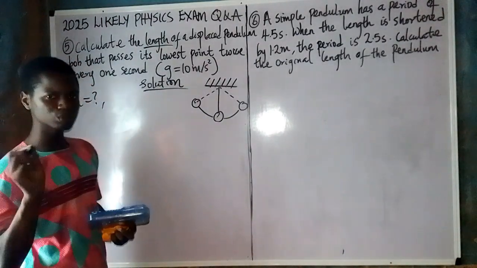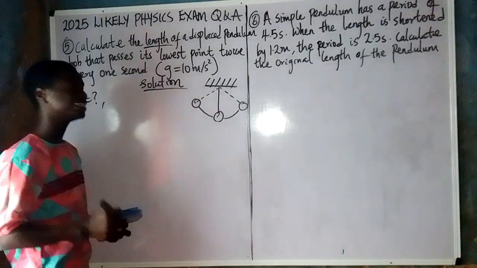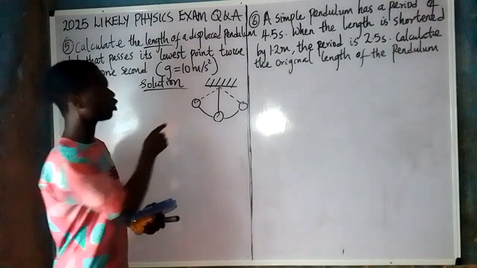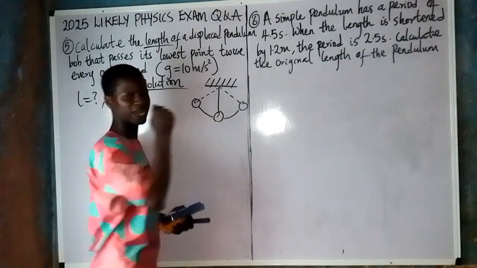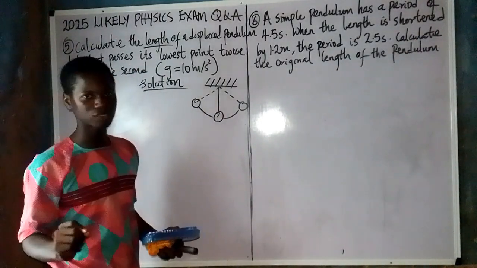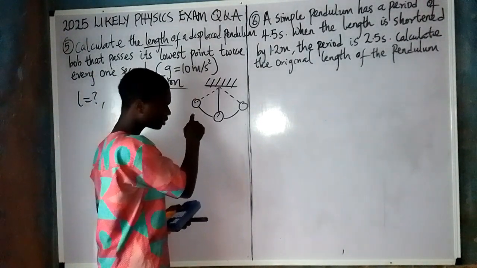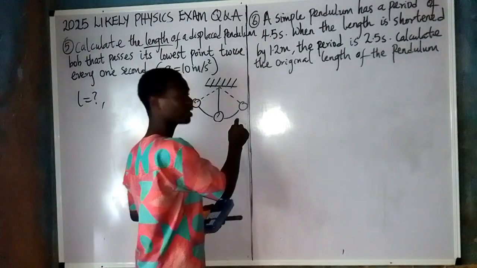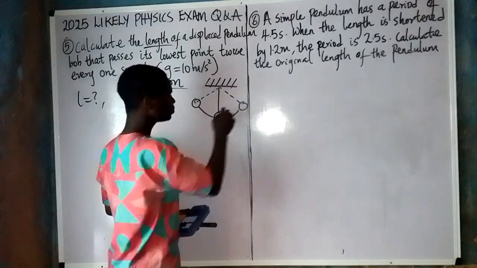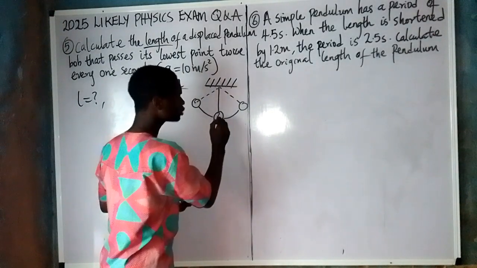So observe something about this question. They said calculate the length of a displaced pendulum bulb that passes its lowest point twice. Now, when this bulb at this point is made to fall and it passes through the lowest point twice, how many oscillations is that equivalent to? Let's get that. Initially it was here, then it starts falling. Now it has passed here through the lowest point, because this is the lowest point. Here is higher than here. This place is a bit higher than here, is it not? So at this point, it is said to be at the lowest point.